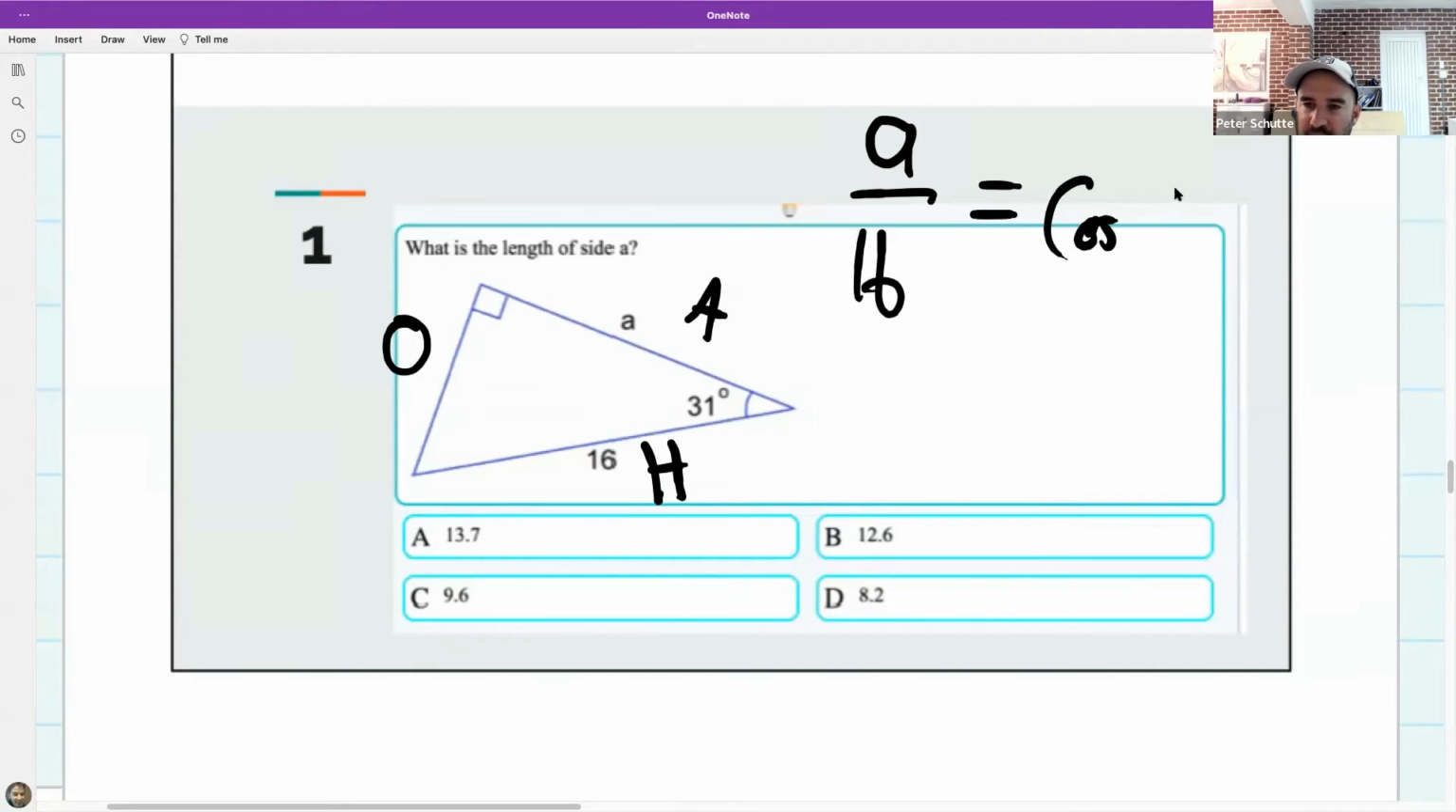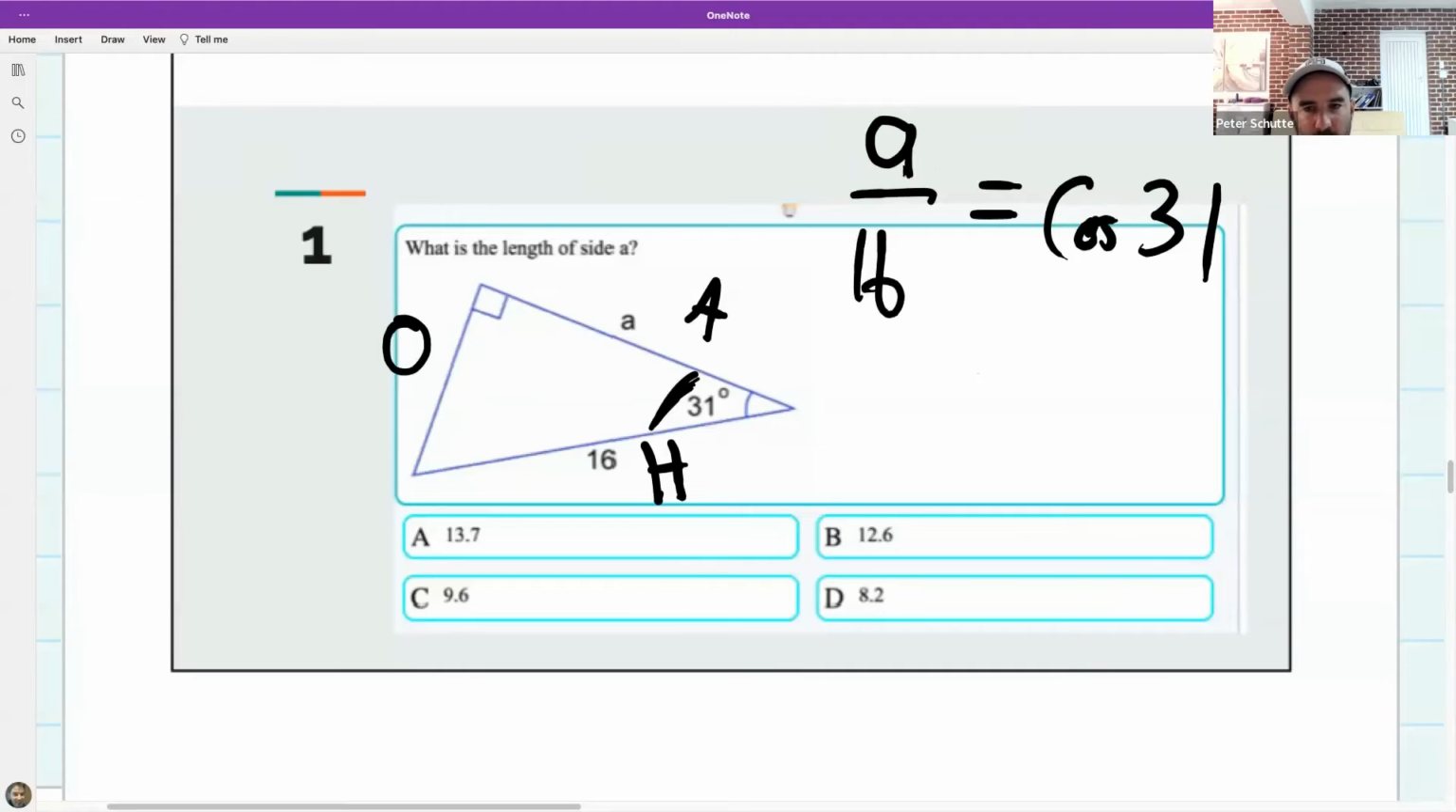What's the angle involved? So it's going to be 31, because 31 was the reference angle, right? That's the angle that gave this. So essentially we've got A, which is the unknown, and we always try to put the thing we're trying to find on top by itself. A divided by 16 is cos of 31.